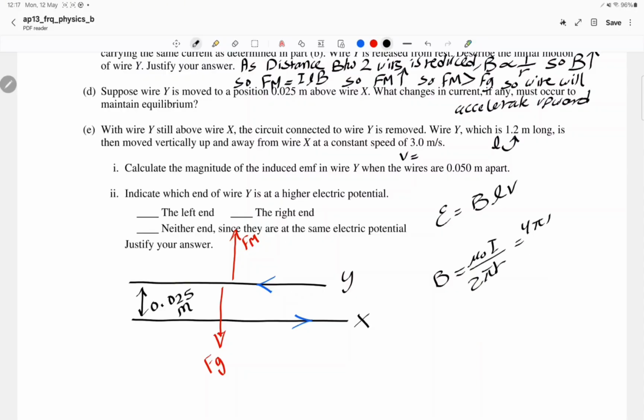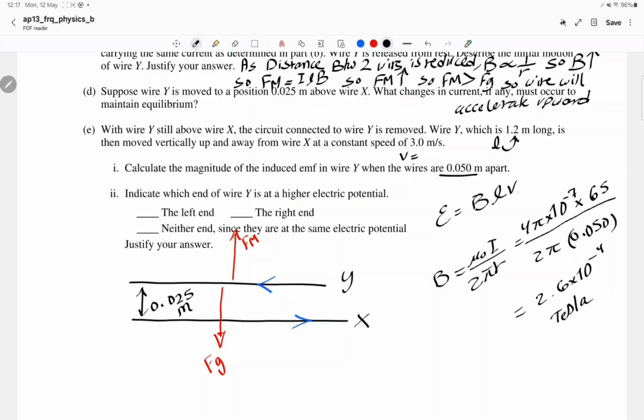So 4 pi times 10 to the power of -7. The same I as before, which was 65 amperes in wire X. Over 2 pi with a new distance now being 0.050. Let's see how much that is. Now I got myself 2.6 times 10 to the power of -4 Tesla.